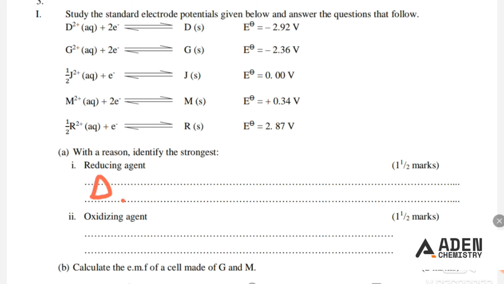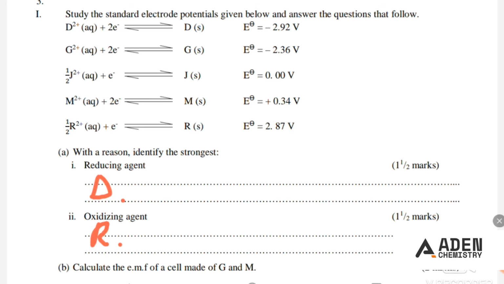So Roman 2, the oxidizing agents. We are supposed to identify the strongest oxidizing agent. When we ask about the strongest oxidizing agent, we have to check the most positive. The ones that are having positive are these two, and this one is the one that's having the most positive. Although they have not shown the positive sign, we can see 2.87 is a positive value. So we are going to say R. So the answer is R.